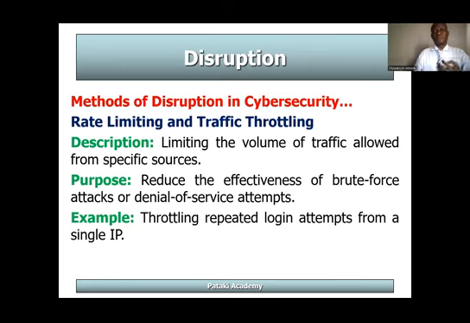Still continuing with disruption: rate limiting and traffic throttling. That is, limiting the volume of traffic allowed from a specific source. The purpose of this is to reduce the effectiveness of brute force attacks and denial of service attempts. Example: throttling repeated login attempts from a single IP.